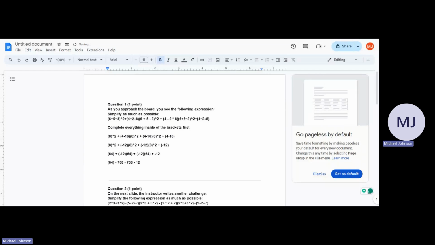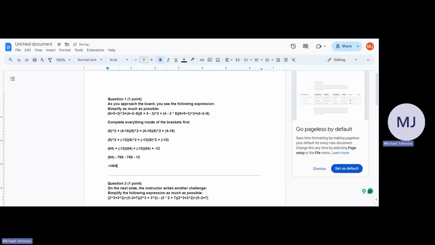So you do that, and to get the final answer, 64 minus 768 minus 12. And then you would get, in this case, negative 1484. So that's how you do that one.